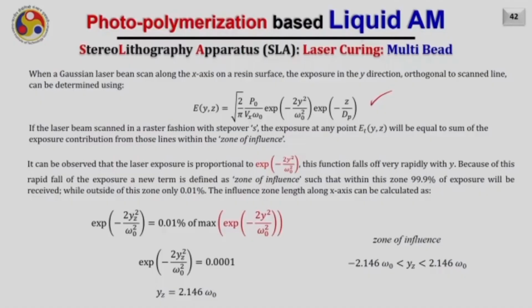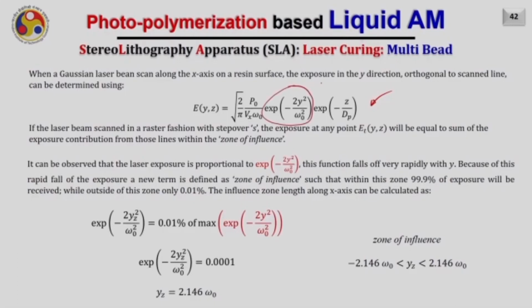Now, a question comes: how many passes should I consider to find out the ratio EH by EV? Should I consider several passes, or is there a way of reducing it? If you recall, we already discussed the phenomenon of zone of influence. There is no point in considering the passes that are outside the zone of influence, because those passes will not make any contribution in adding energy to the photopolymer resin. So, just recall this slide which we have discussed earlier as well.